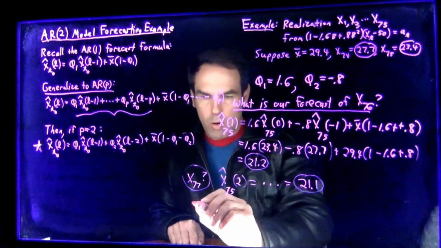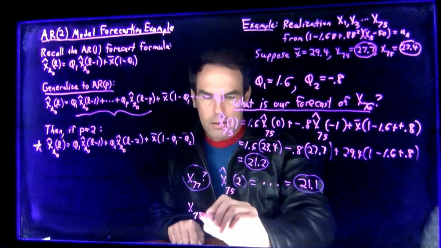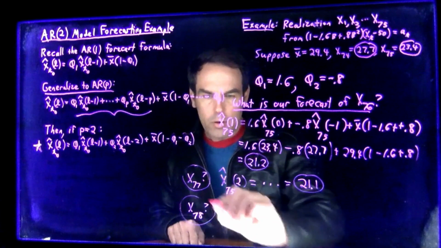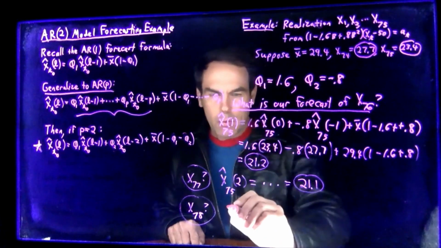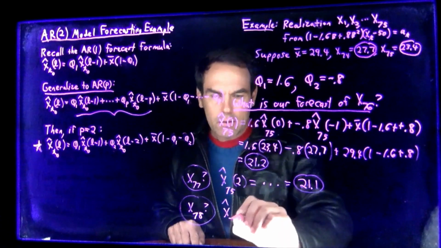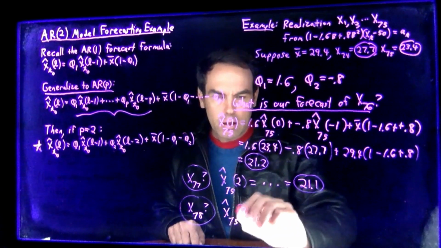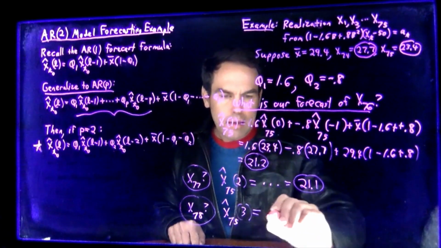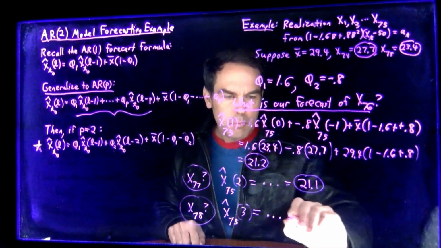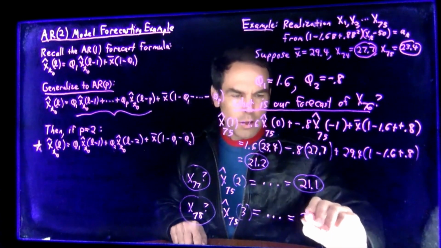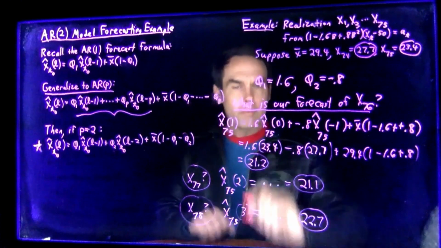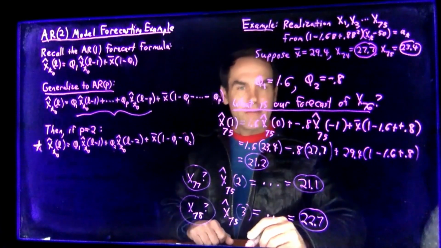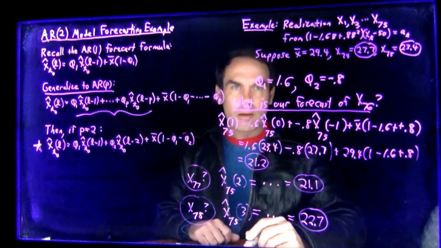And then let's do one more for practice. What about x78? What if we're looking for the forecast for the 78th data value? That would be x hat of 75 of 3. And again, you try that, and hopefully you'll get 22.7. And if you can do those three, you can do a bunch of them.